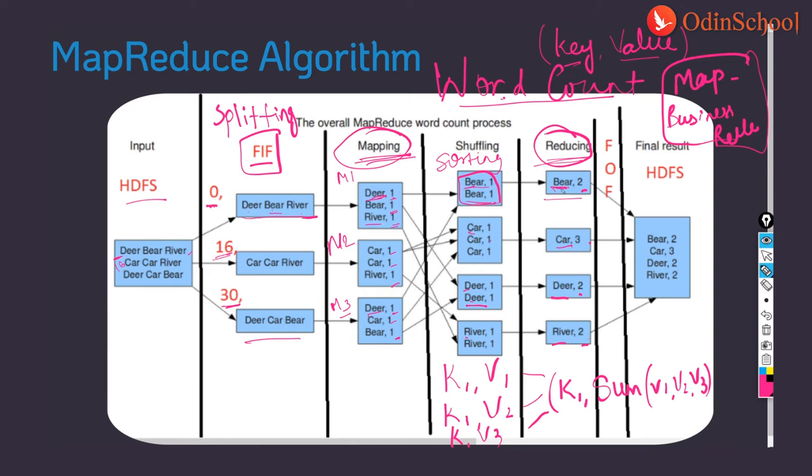And finally, all these things would be written to an HDFS file, which is known as the file output format. And you got your output. So this is the entire process of how the MapReduce framework works.